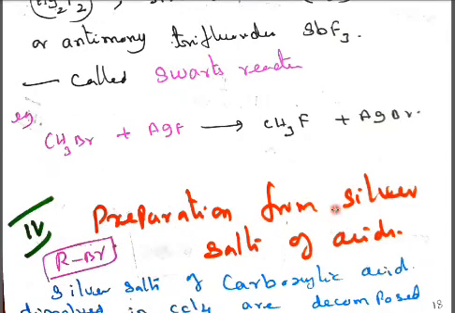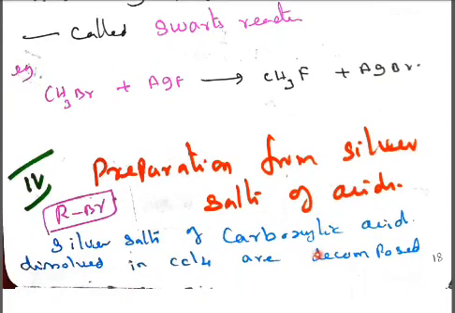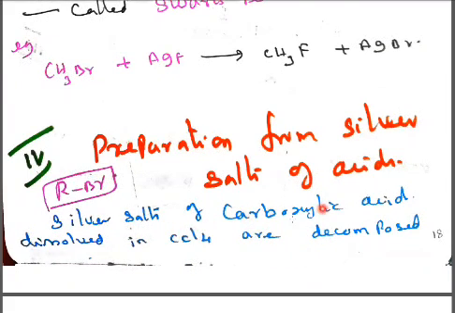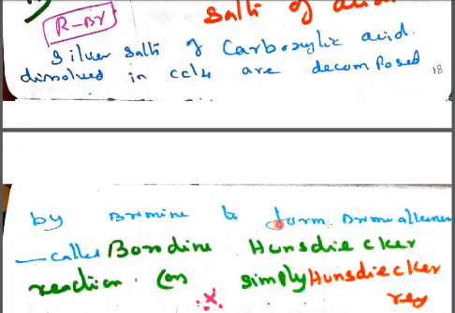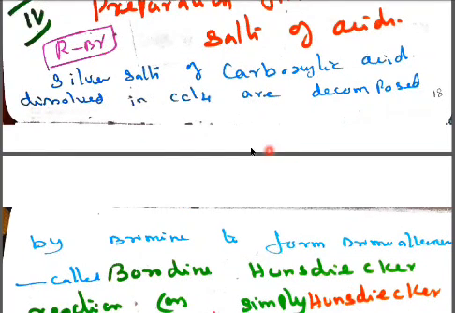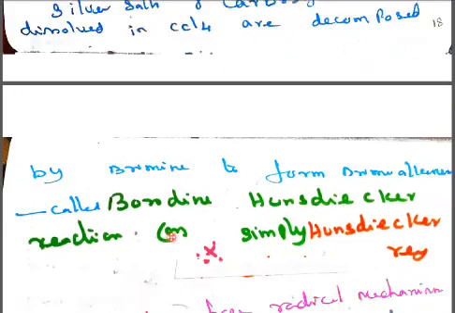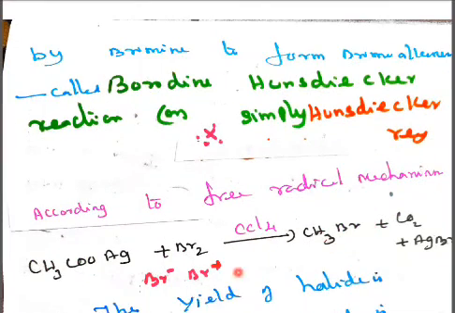Preparation of alkyl halides from silver salts of acids. The silver salt of a carboxylic acid, dissolved in a solvent of carbon tetrachloride, is decomposed by bromine to give bromoalkanes. That is called the Borodin-Hunsdiecker reaction, or simply the Hunsdiecker reaction. The silver salt of the carboxylic acid is taken in a medium of carbon tetrachloride and is easily decomposed by bromine to form a bromoalkane by a free radical mechanism. The CH3COO group is called acetate.